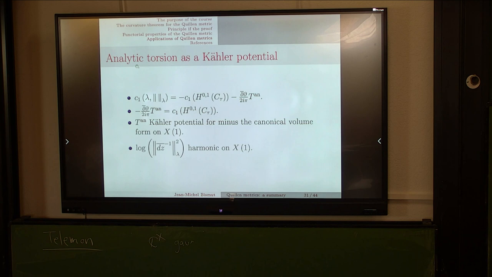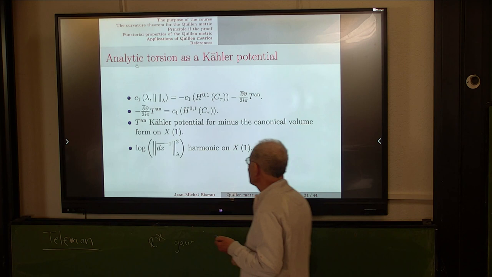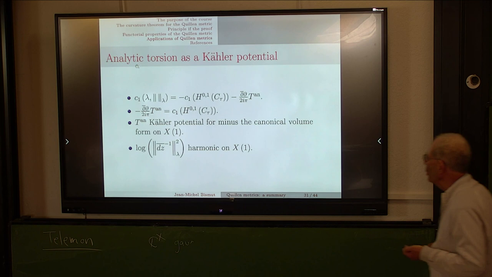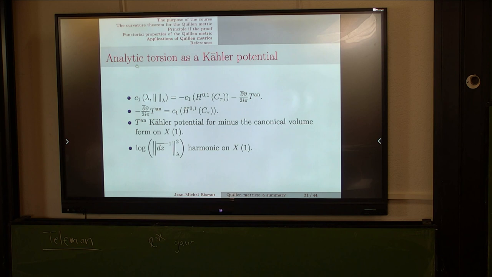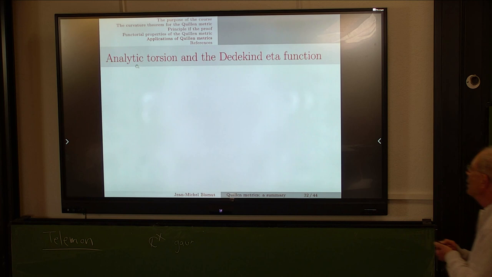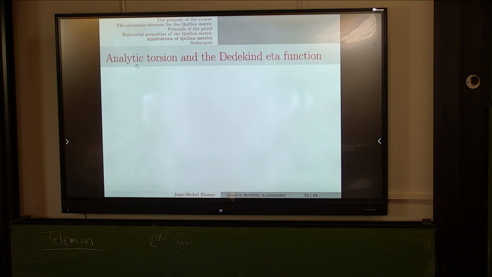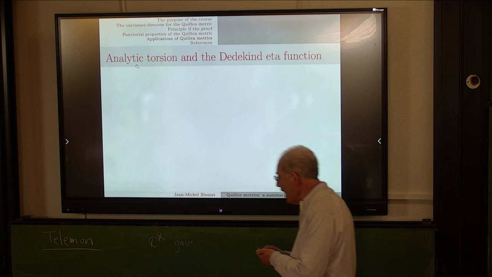Okay, so let me again say that, equivalently, I reformulated the flatness as saying that the log of dz bar minus 1 squared with respect to the Quillen metric is a harmonic function on X of 1. So: analytic torsion and the Dedekind eta function. This is where we're going to relate the analytic torsion to modular forms.